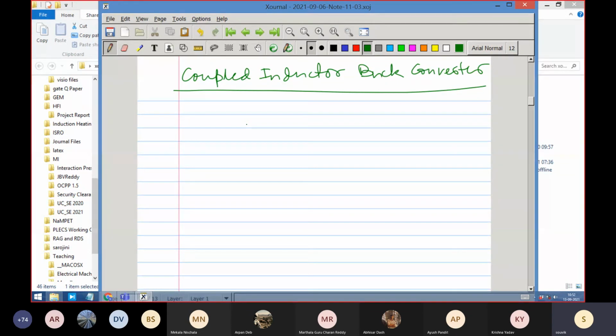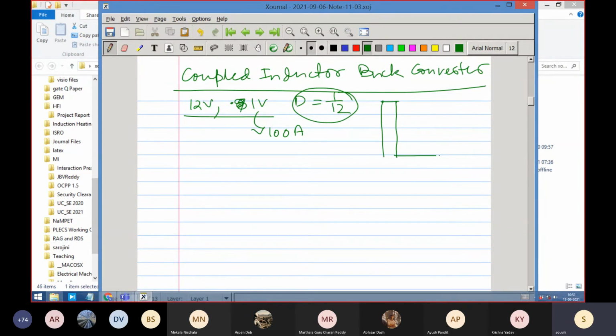Coupled inductor implies it is normally used when the actual application is asking for a very small duty ratio, like 12 volt to, let us say, 1 volt. So you see the duty ratio is 1/12, very low. Let us say 1 volt and 100 ampere. So what will be the current waveform? Can you see from the input side? Input side current waveform will be like this. I am ignoring the ripple.